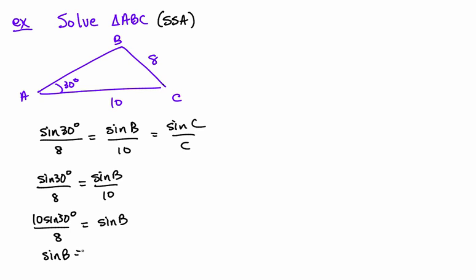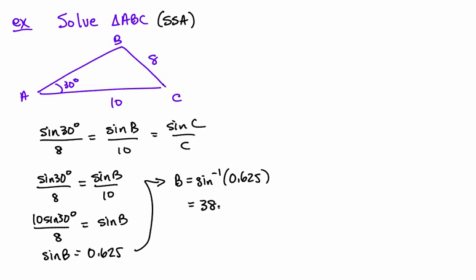So that's about 0.625. I think it works out quite nicely. And then I calculate b by doing inverse sine of 0.625, and I get an answer of about 38.7 degrees. But I just want to stop here and think for a second.